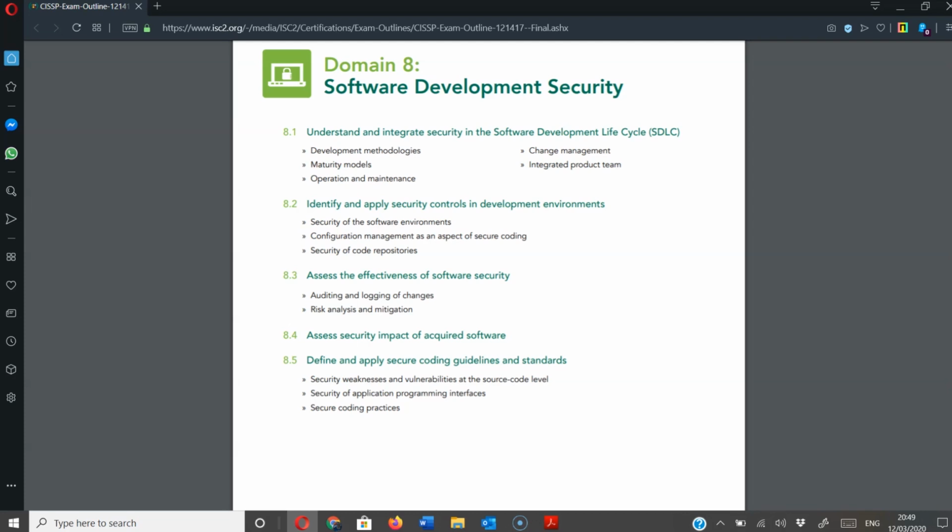The SDLC stands for software development lifecycle. The CISSP adds one more S, the secure software development lifecycle. So, as with everything, secure by design, which means security needs to be integrated at every phase of the lifecycle, and it should not be bolted on.